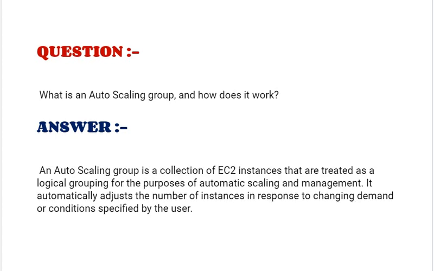Our next interview question is, what is an auto-scaling group and how does it work? Your answer should be: an auto-scaling group is a collection of EC2 instances that are treated as a logical grouping for the purposes of automatic scaling and management. It automatically adjusts the number of instances in response to changing demand or conditions specified by the users.